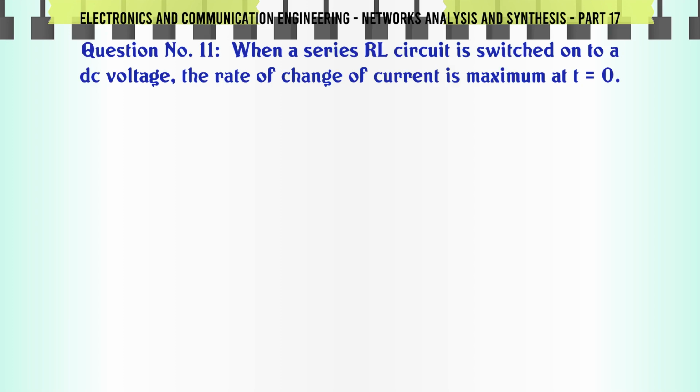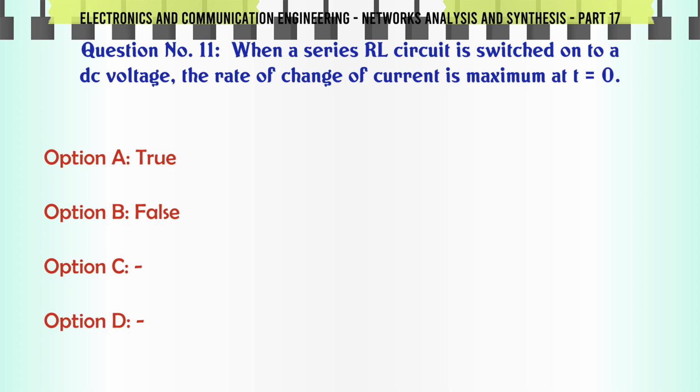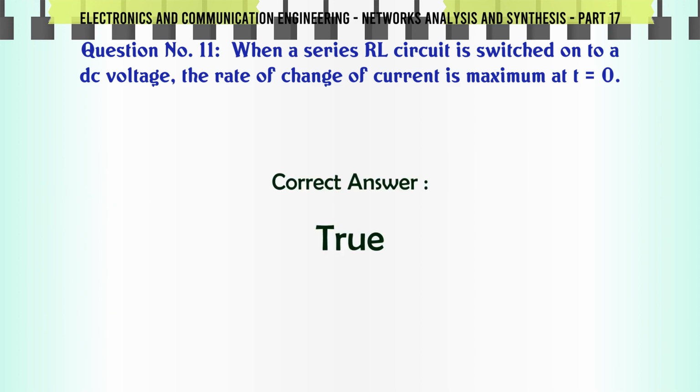When a series RL circuit is switched on to a DC voltage, the rate of change of current is maximum at t = 0. A. True. B. False. C. D. The correct answer is true.